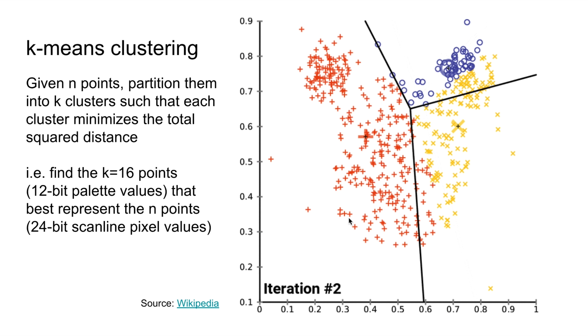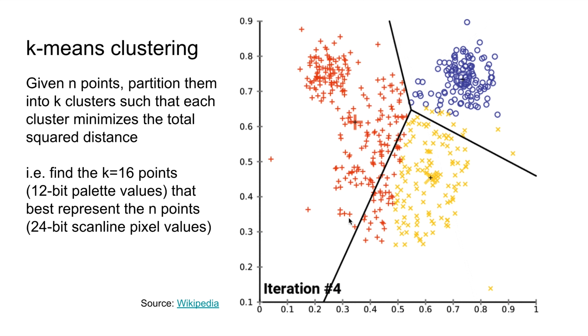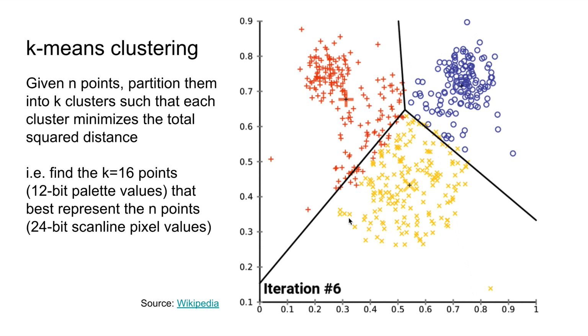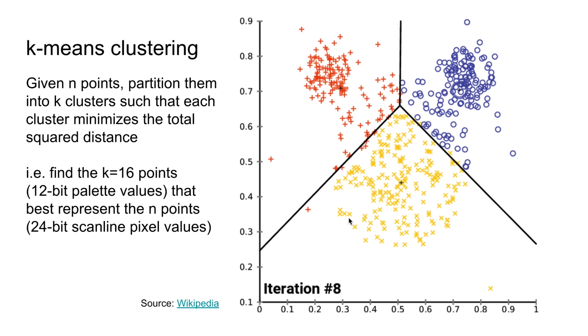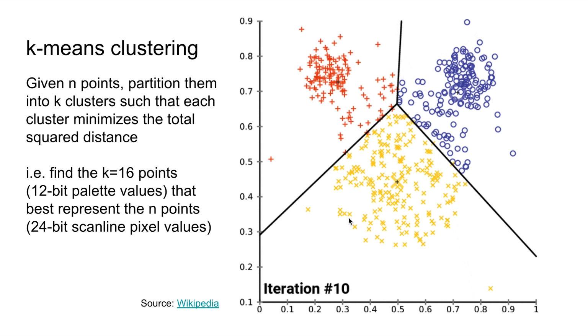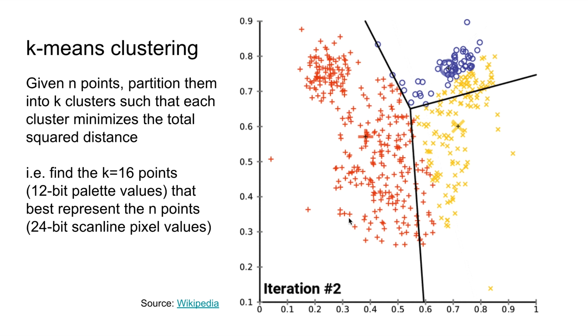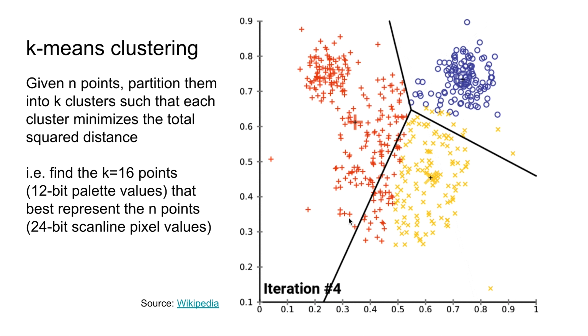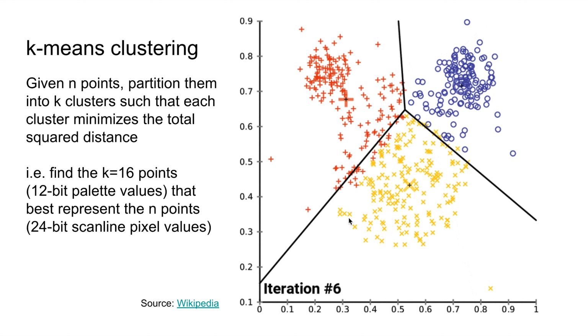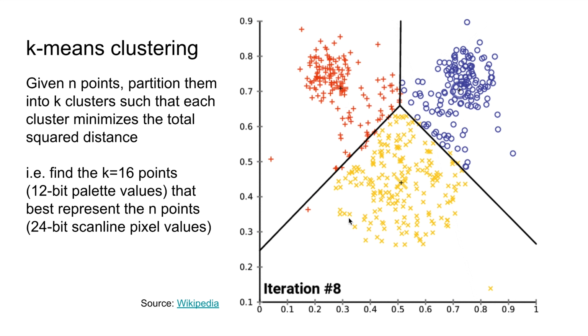And the animation here shows a simplified version, where suppose we wanted to pick 3 values that best describe this set of points. It's an iterative approach for estimating what those characteristic points are. So this approach turns out to work pretty well.